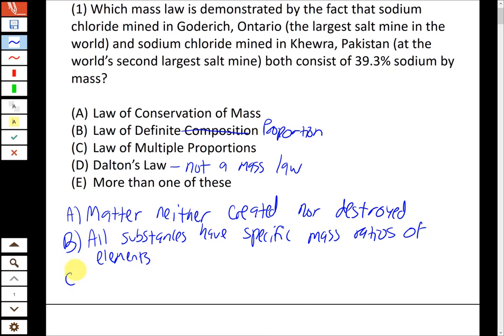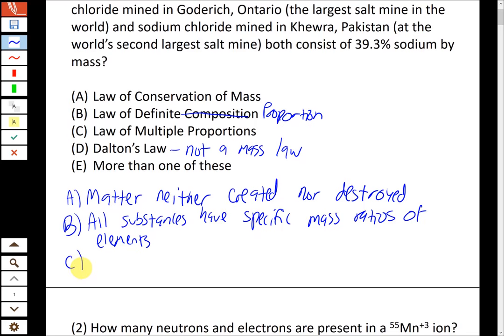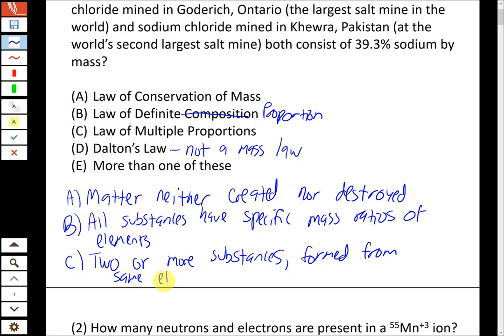And then finally, choice C here, law of multiple proportions. It's kind of a long and complicated one, but for law of multiple proportions, the dead giveaway is that you need to be talking about two or more substances, and these are substances that are formed from the same elements. So the example I gave in class several times was carbon monoxide, carbon dioxide. Both compounds that have carbon and oxygen in them, just different ratios. So that's what law of definite composition, multiple proportions deals with. It's more complicated than this, but that's sort of the dead giveaway. That's what you're talking about.